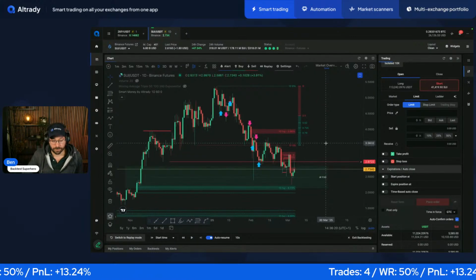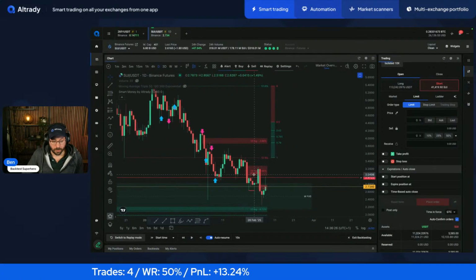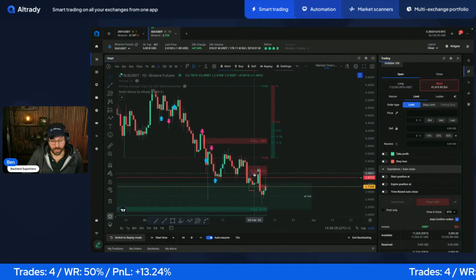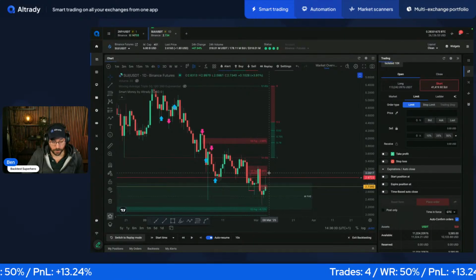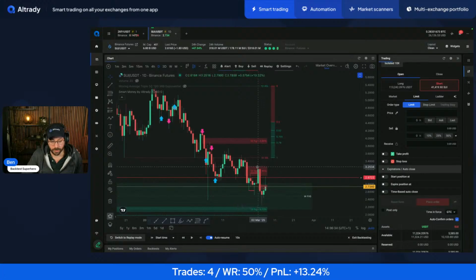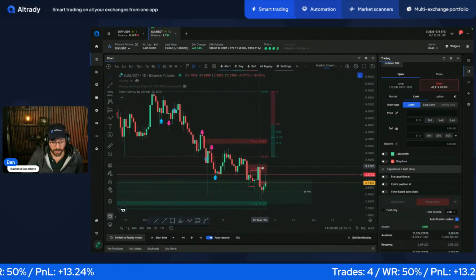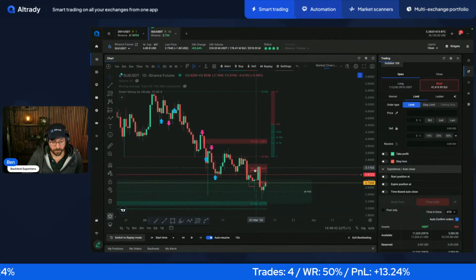Okay. Well, we probably didn't miss anything there, but now this setup is invalidated. So we're back to square one. We're back to sweeping the liquidity. So we need to be waiting for this level before we can say we might consider a long. But this was like this. I would have been very careful with this.